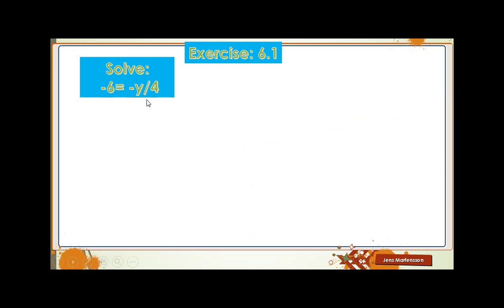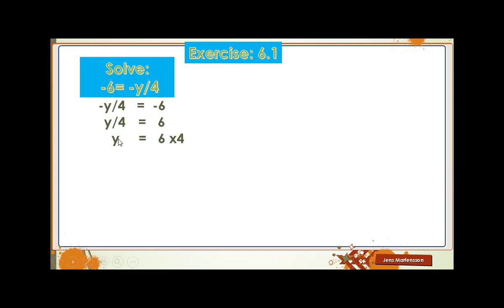Students, we want to find the value of y. y is written on the right hand side. We can shift it to the left hand side. Here we can see that both the left hand side and right hand side have a minus sign. So we can cancel these two signs. Minus minus, we get plus, right? We get y over 4 equals 6.